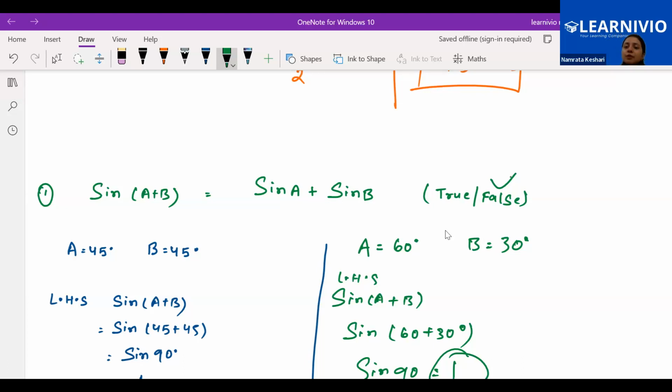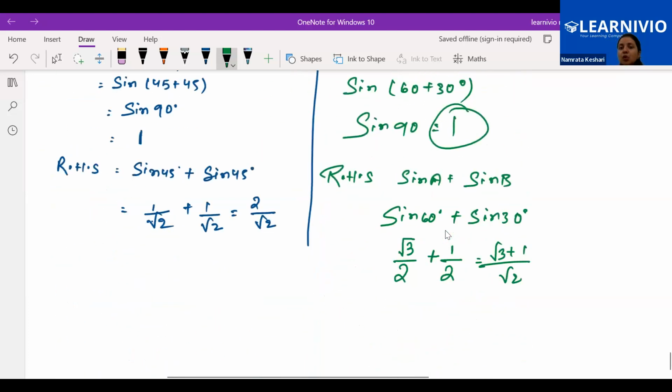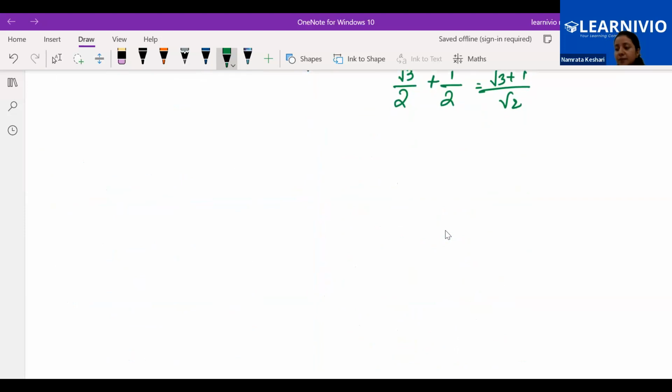Everyone getting it? It will be false. Any confusion? No? Let's move ahead. Now the next statement is: the value of sine theta increases as theta increases.